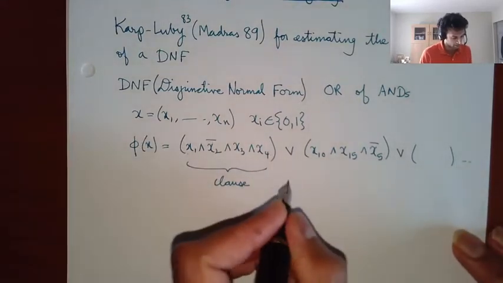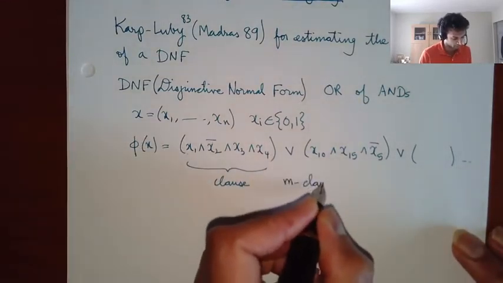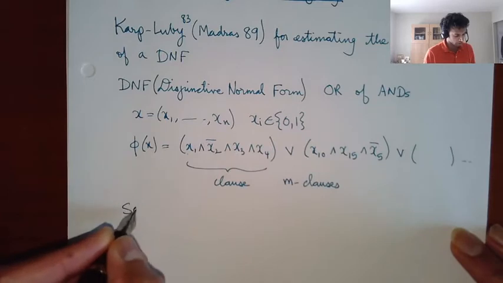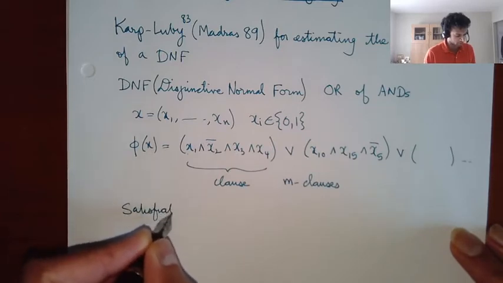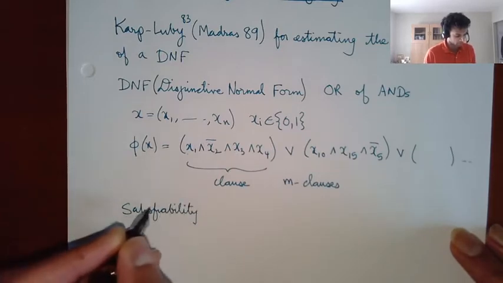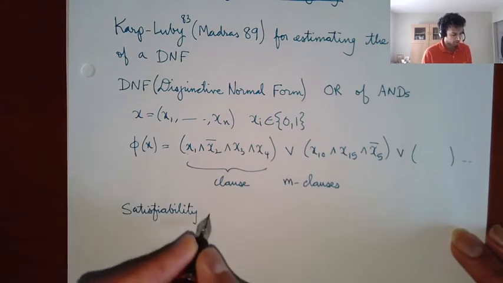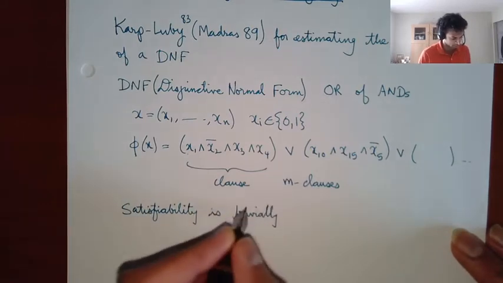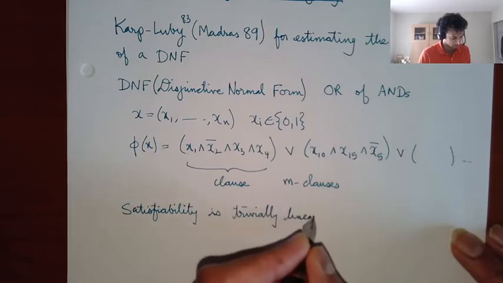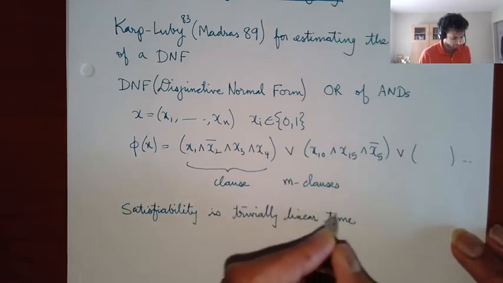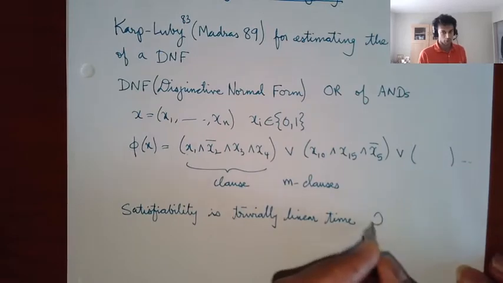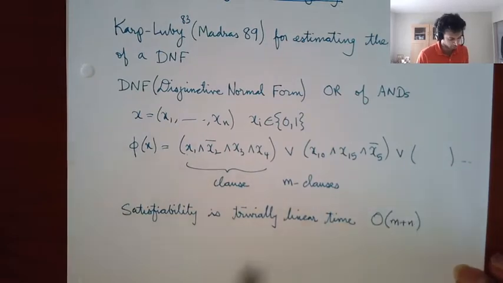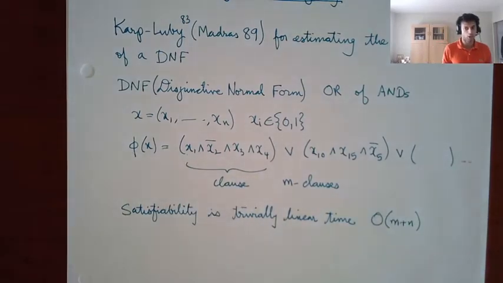So there are, and I'm just going to use M clauses. So satisfiability is trivially linear time, right? You could basically just do it in O of M plus N. You pick up a clause and you can read out a solution.